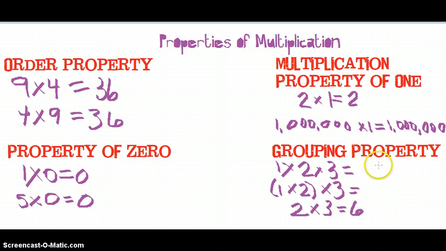Now I could also write my problem like this. I could say 1 times, and then in parentheses 2 times 3. I know that 2 times 3 is 6. So now I have 1 times 6. And 1 times 6 equals 6. So my answer is still the same. So I can group my numbers any way I want when I'm multiplying and the answer remains the same.